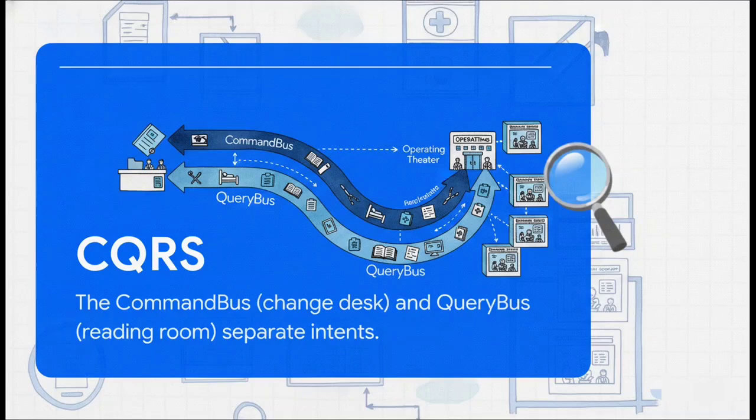matrix. This is your CQRS layer, Command Query Responsibility Segregation. It splits all hospital traffic into 2 distinct lanes. We have the command bus, which is the change desk for things like booking appointments or updating records. And then we have the query bus, which is essentially a reading room for simply viewing medical history. Now, why do we separate reads from writes? Because simply reading a history file is incredibly fast and cheap, while booking a complex surgery is slow and highly transactional. By separating these intents at the architectural level, the hospital can easily build 50 reading rooms but maintain only 5 operating theaters, optimizing our resources perfectly.